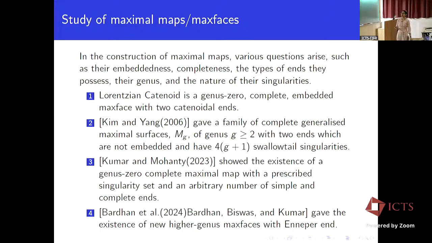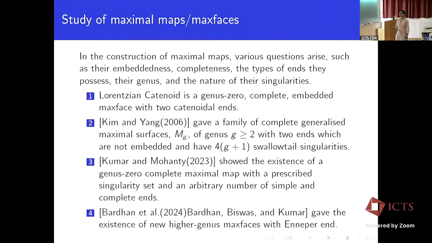For example, the Lorentzian catenoid is a genus 0 maximal map, and moreover, it is complete and embedded, and it is a maxface with two catenoid ends. Then Kim and Yang gave a family of complete generalized maximal immersions, and we see that these surfaces are not embedded and they are not even maxfaces. This family is of higher genus, like this family M_g, where g is the genus, and it has an increasing number of swallowtails. As the genus increases, the number of swallowtails increases.